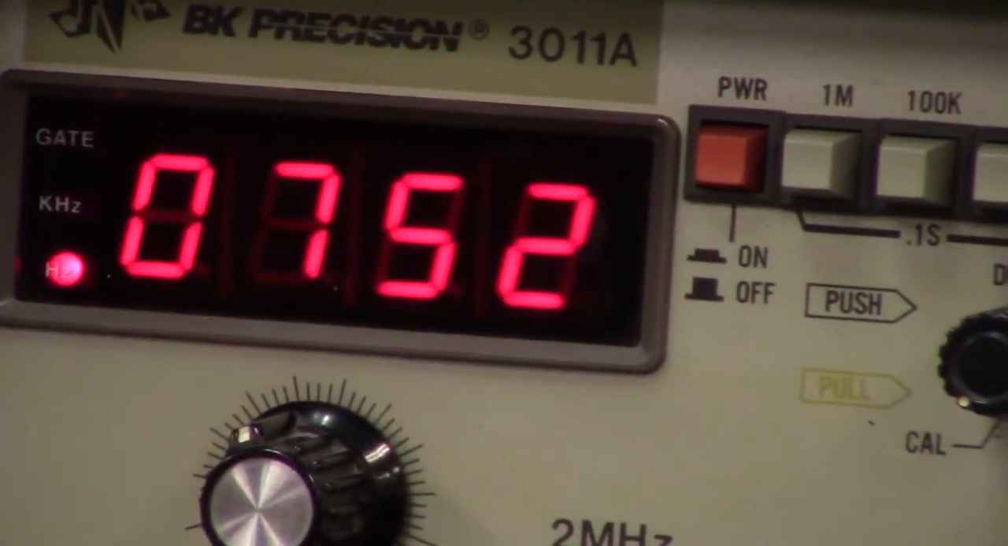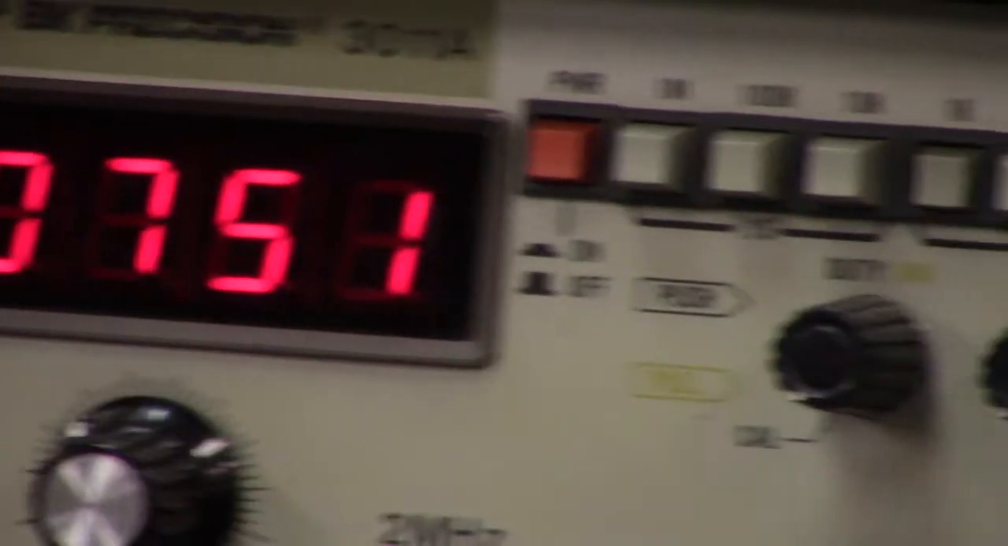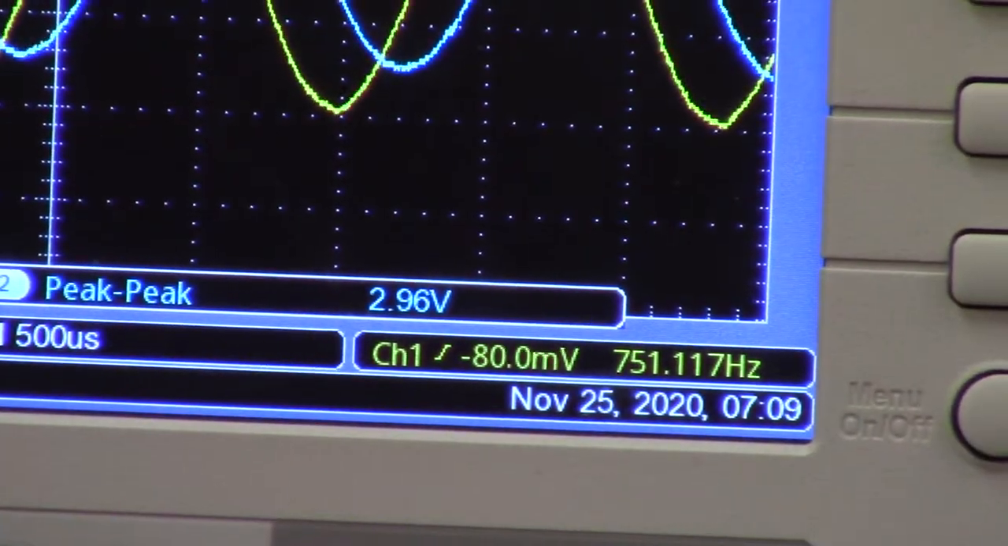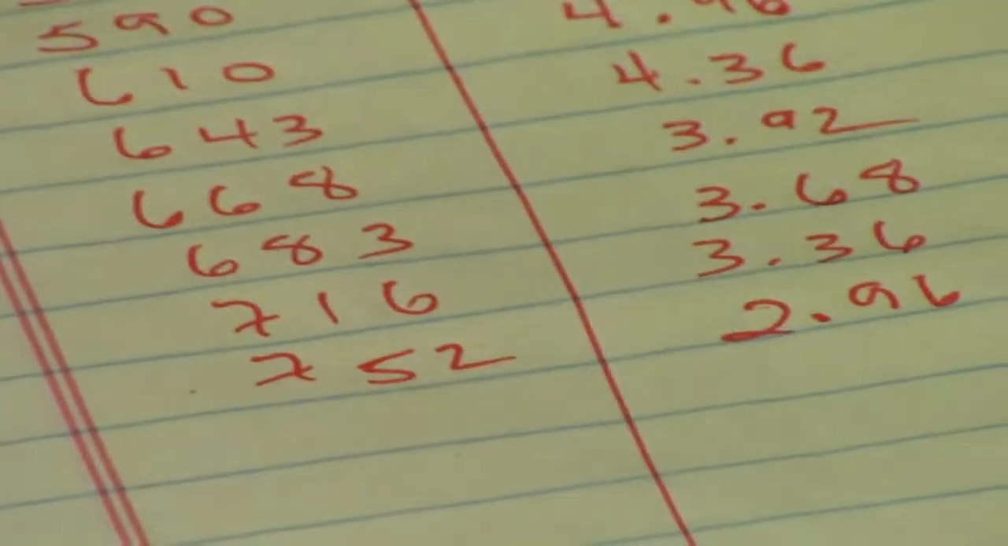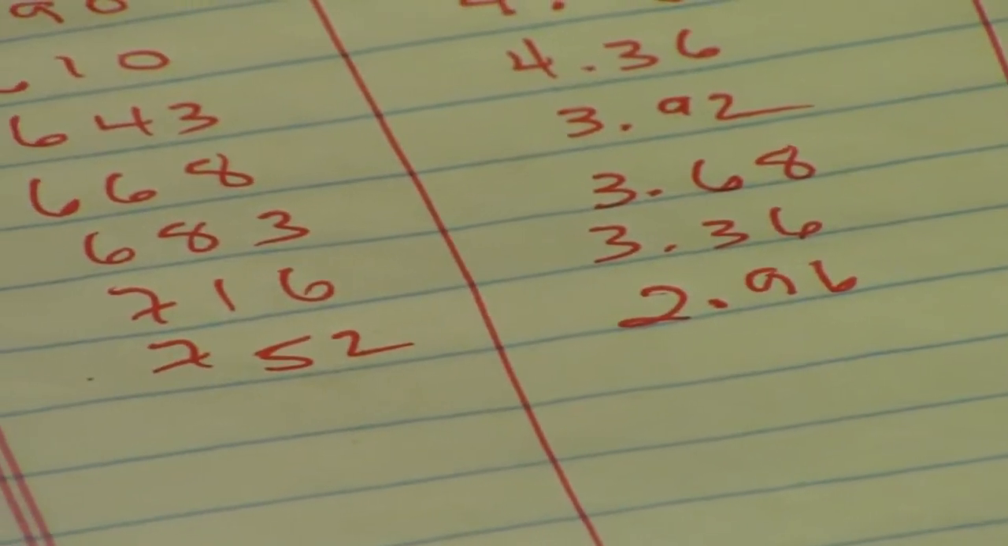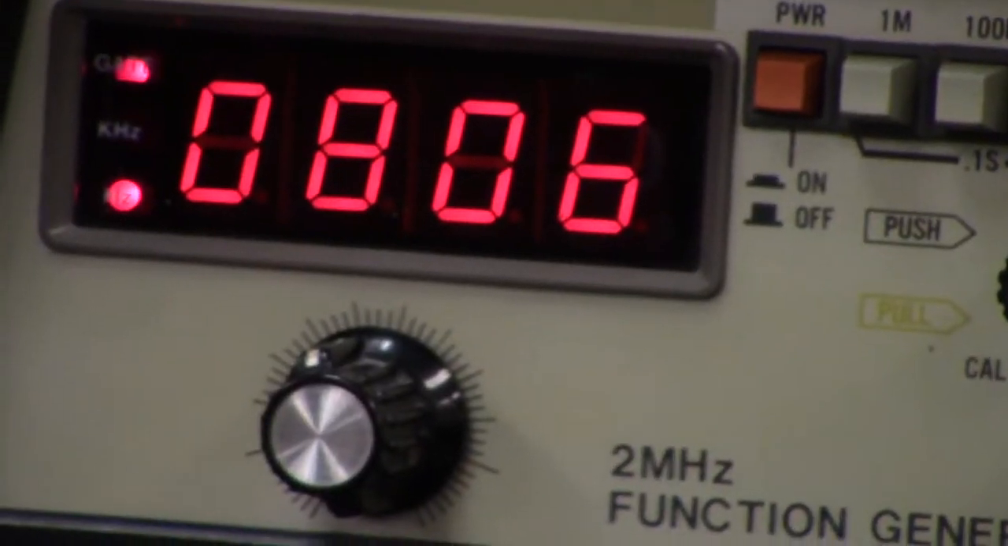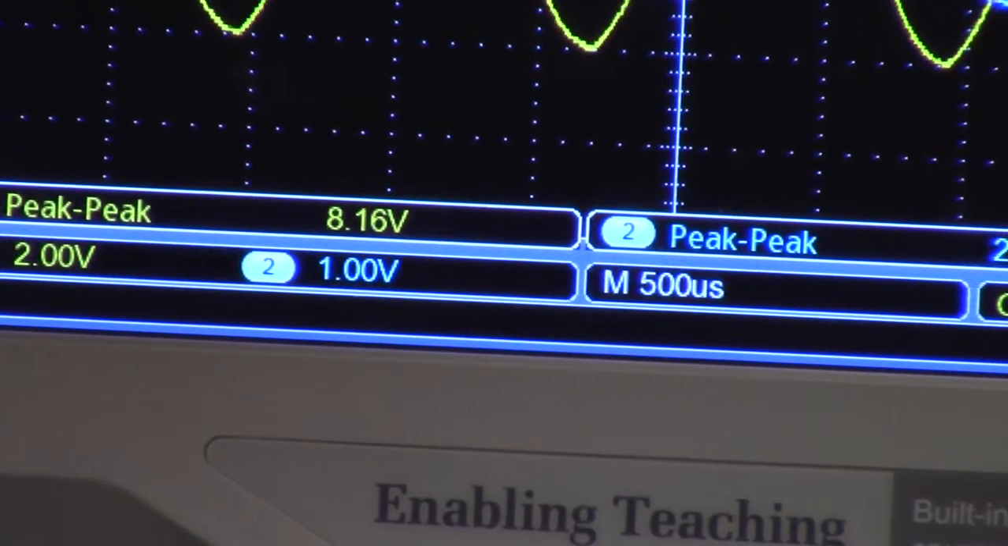I'll crank up the frequency yet again. Adjust the output voltage yet again, and get a voltage of 2.96 at a frequency of 752. And not sure how many more I should do. Maybe two more here. Let's call this 806. Let's check the output voltage.